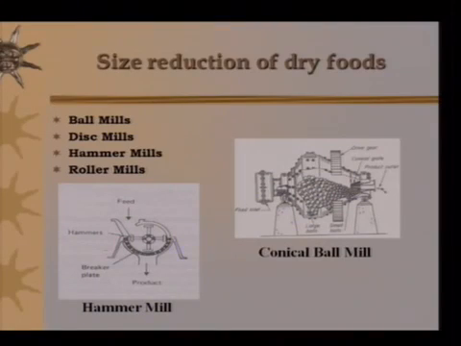Now in dry foods we have size reduction equipment like ball mills, disc mills, hammer mills and roller mills. On the left side, if you see, the hammer mill is here. It is used for dry fruit size reduction, which I have already explained to you earlier. Now if you come to the conical ball mill on the right hand side, in this mill you see there are different steel balls, and these steel balls are of different sizes.